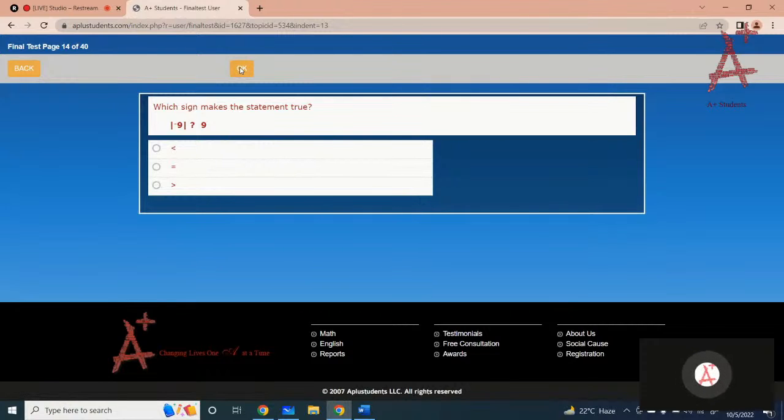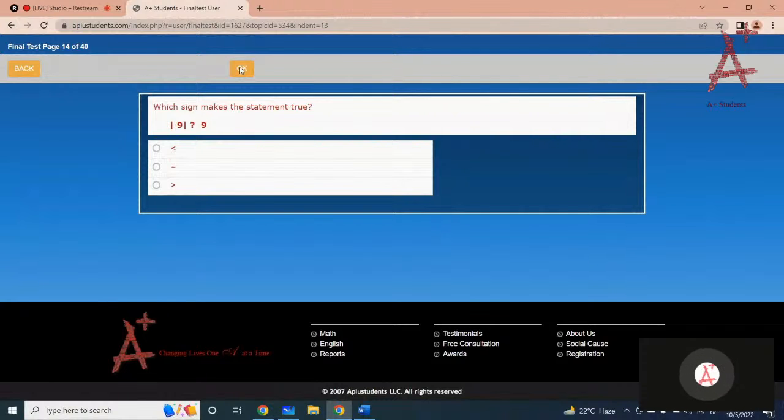Okay, which sign makes the statement true? Absolute value of negative 9 and 9. Is it greater, less, or equal? Which is the correct option? Absolute value of negative 9. Absolute values are always positive. So the absolute value of negative 9 is 9. So yes, they are equal.